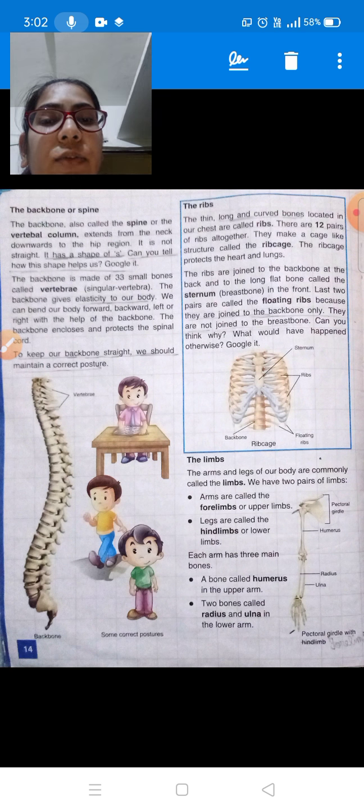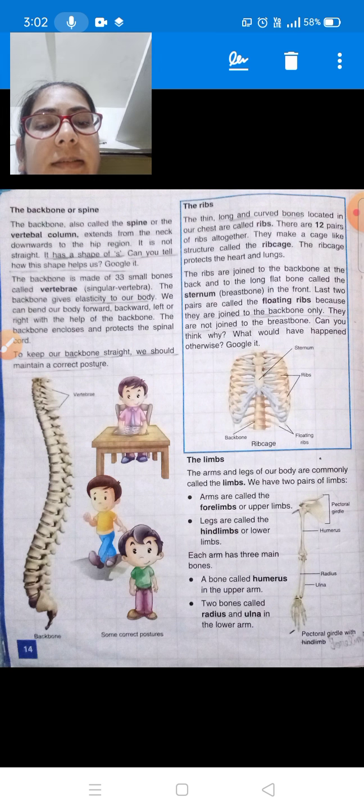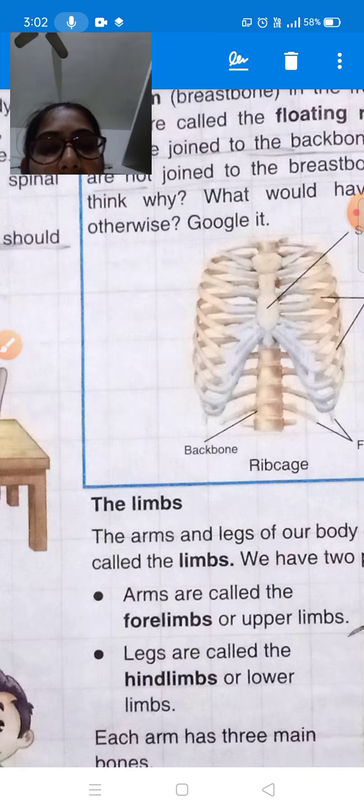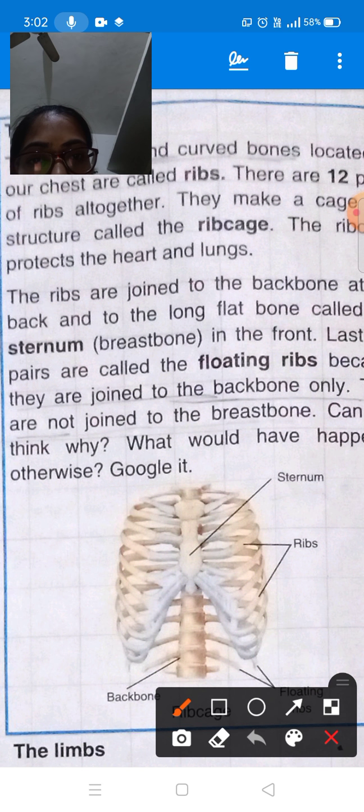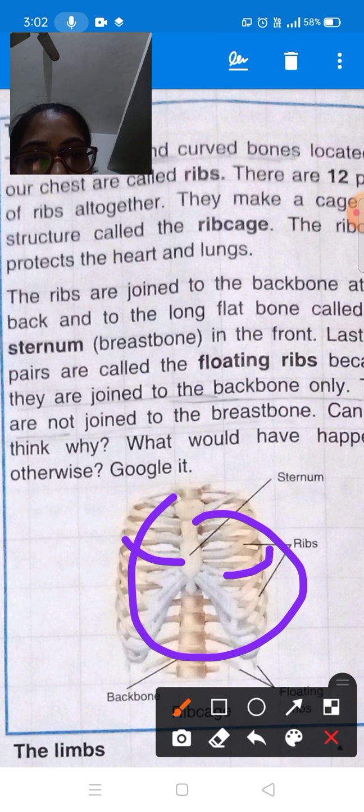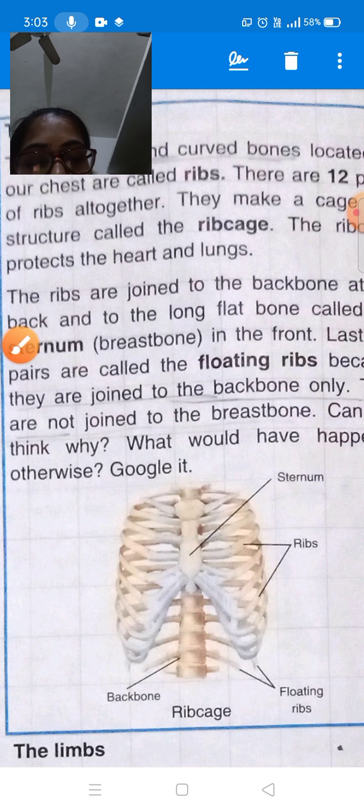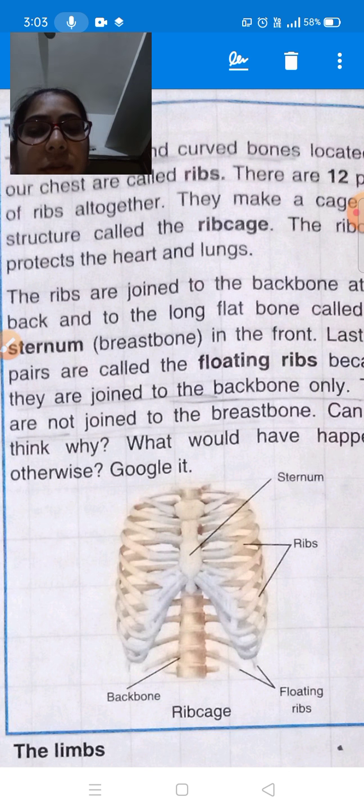What is a rib? Students, the thin, long and curved bones located in our chest are called ribs. In this image you can see there are 12 pairs of ribs present. This one is one rib and this is another rib. In this way there are a total of 12 pairs of ribs. These 12 pairs of ribs make a cage-like structure. Cage means pinjra. That is why it is called the rib cage.